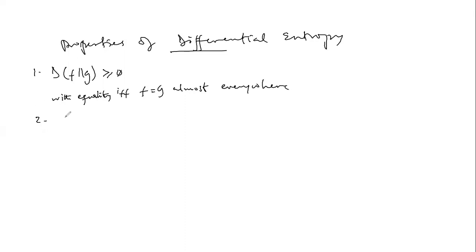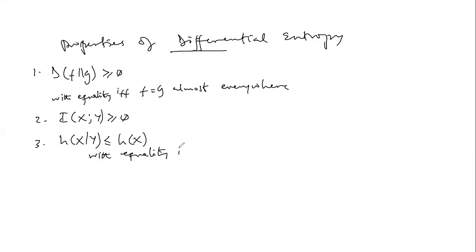And then the mutual information is also non-negative. Then we also know that the equivocation is less than or equal to the source entropy, like we already have, with equality if and only if X and Y are independent.